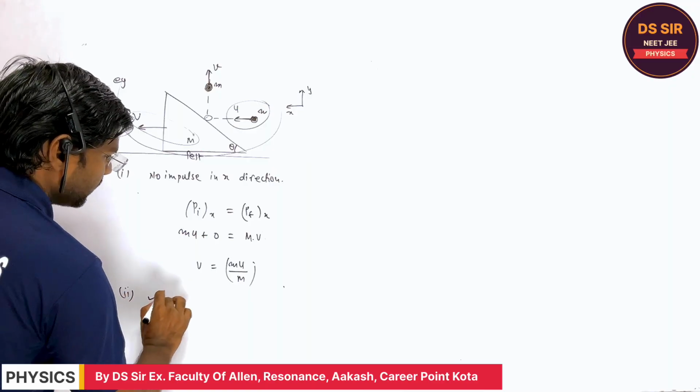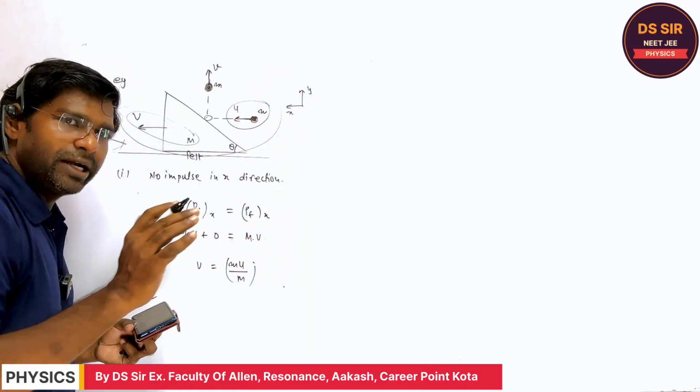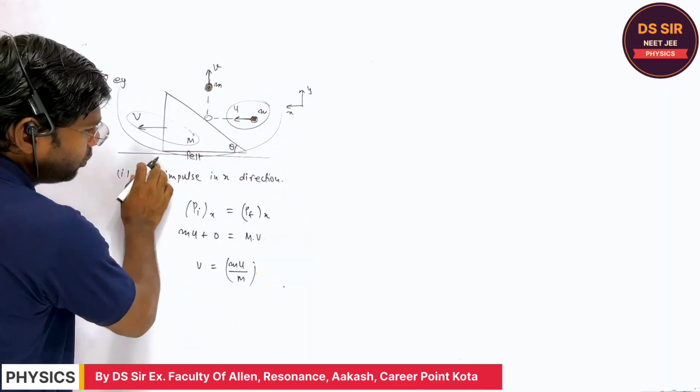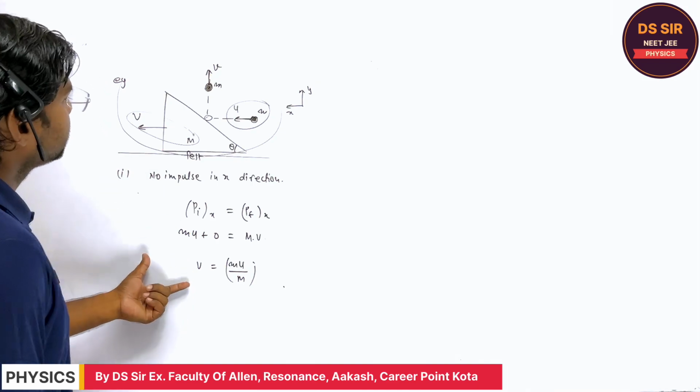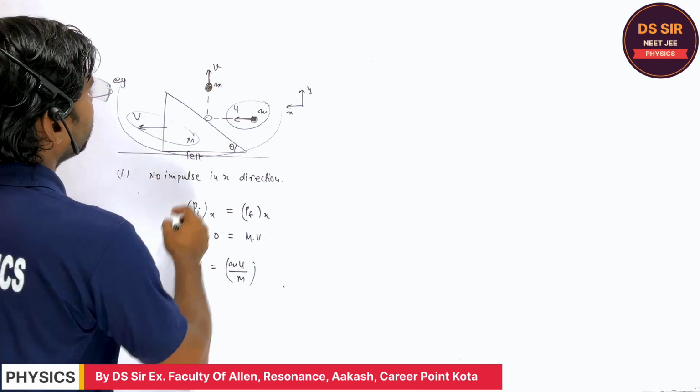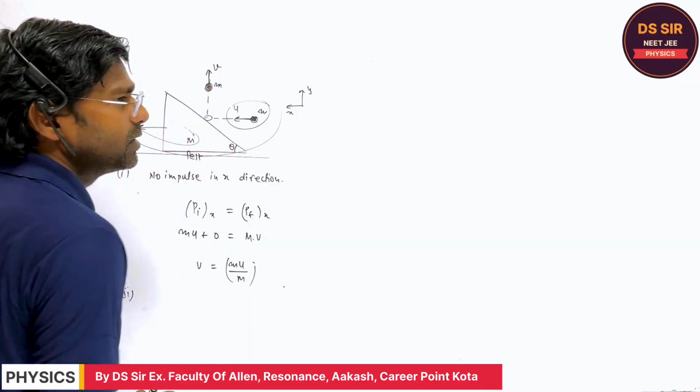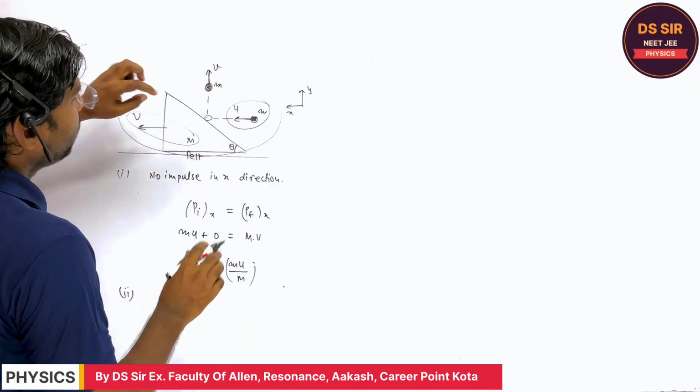This is the first question. You can write the question in your copy later. Try to understand and copy this. Okay, in the second part, what do we have to find? We have to find this speed. How to find this speed?